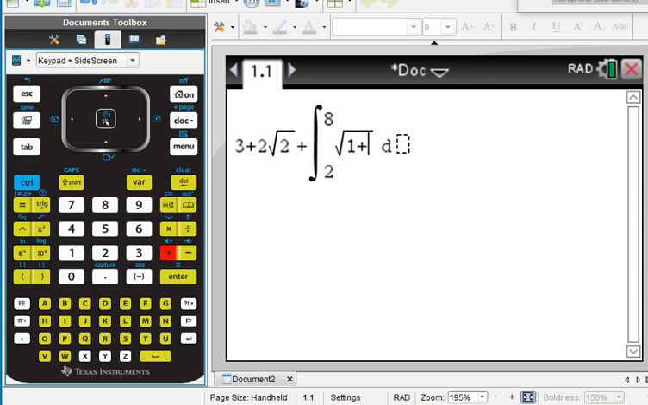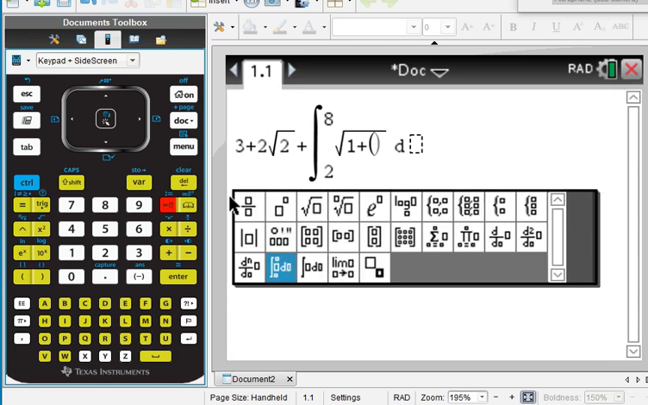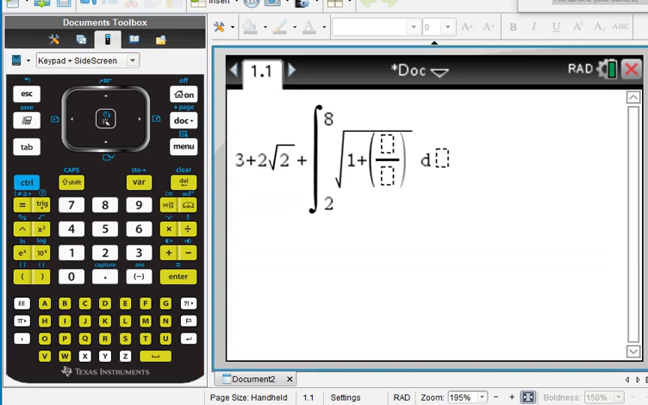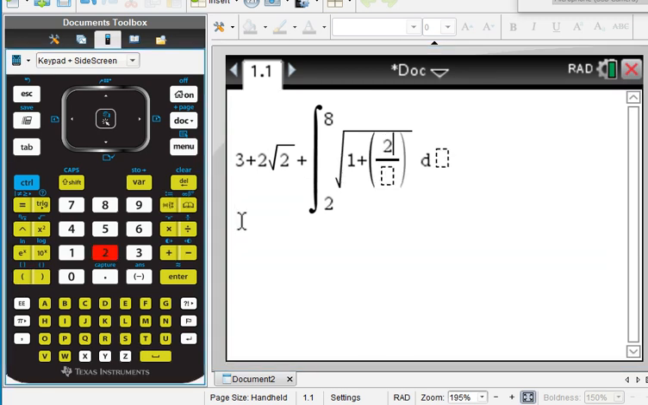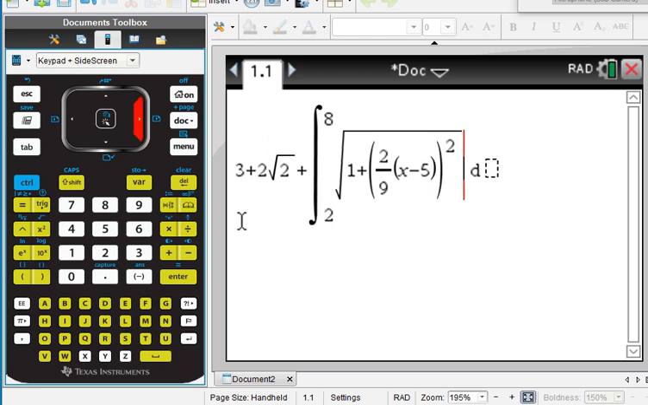1 plus, this is kind of what the 84 one looks like. 1 plus, then we need, we can put the fraction, first we need the open parentheses so we can square the whole derivative. And then you can put the fraction like this with a fraction button, 2/9. And then open parentheses, x minus 5. And then make sure that whole derivative gets squared. And then dx.